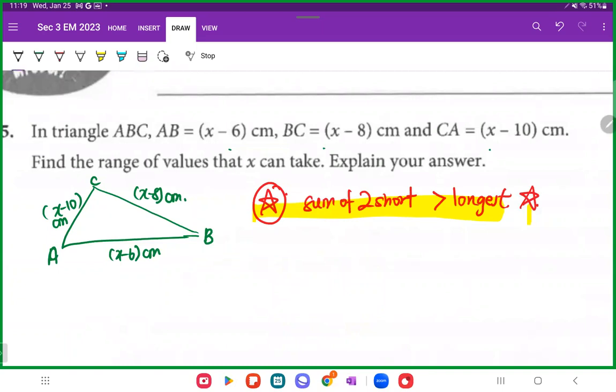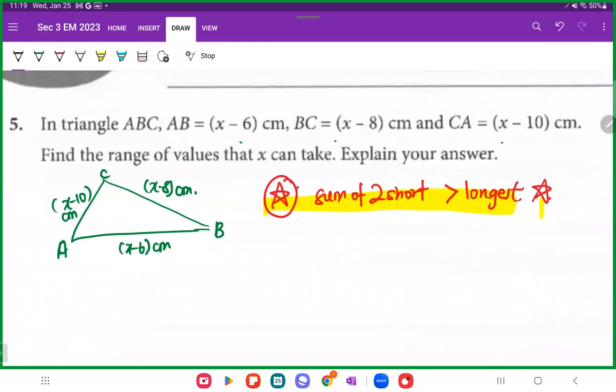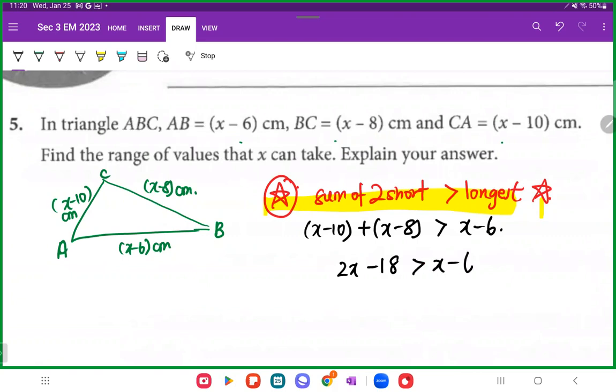Okay, so with the inequality being formed, this is how you can continue to do this question. So the shortest length in this case would be X minus 10 plus X minus 8. It has to be longer than your X minus 6. Because without this concept behind, you wouldn't be able to form this inequality. Okay, so the manipulation of this inequality is not difficult, but the coming out of the inequality is difficult for this question. Same marks.